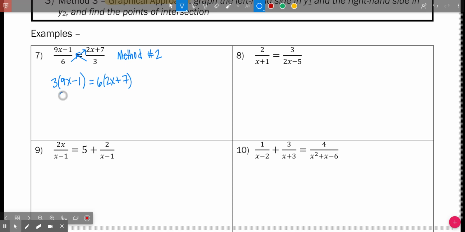So I distribute my 3 to get 27x minus 3 equals 12x plus 42. When I subtract 12x from both sides, I have 15x minus 3 equals 42. I add 3 to both sides, so 15x equals 45, and x is equal to 45 over 15, which is 3.